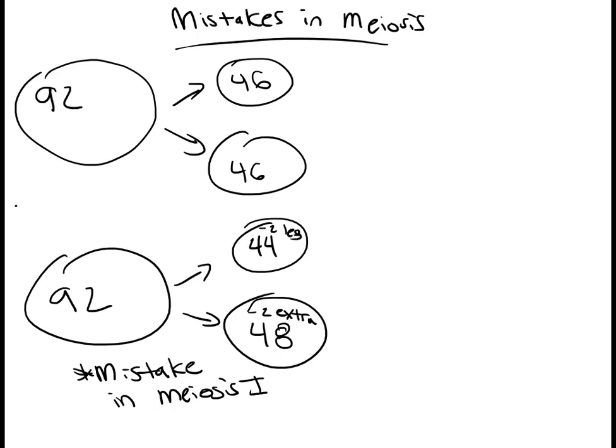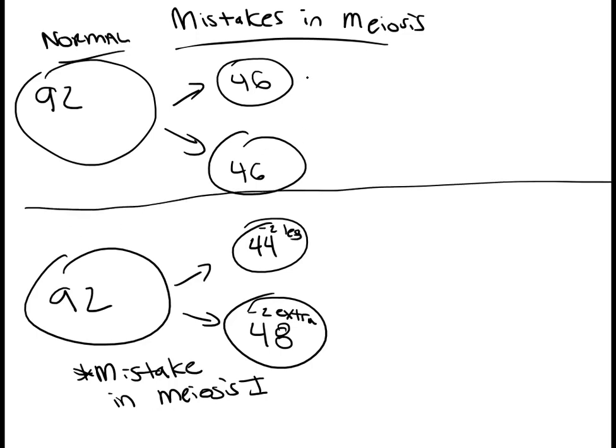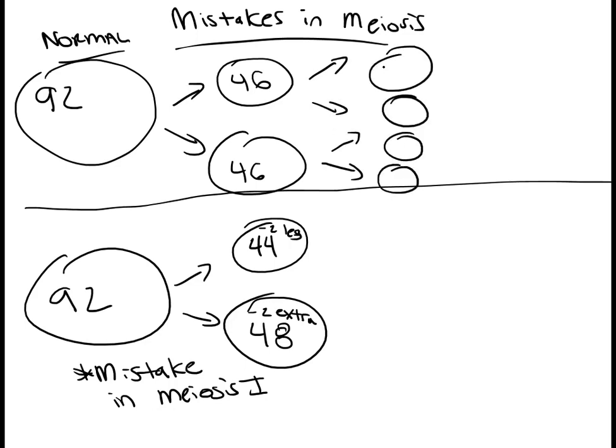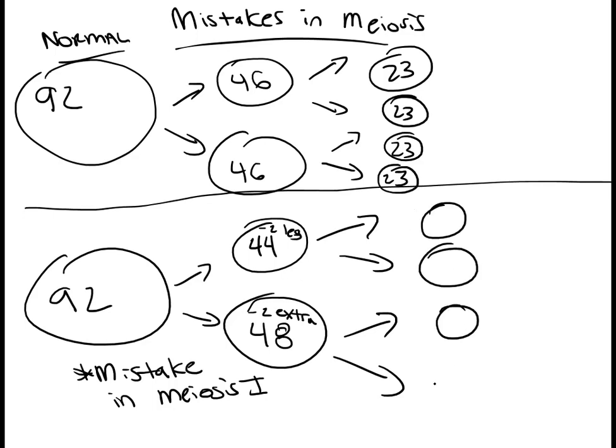Now normally, in our normal situation, these 2 would split further and each new sperm or egg cell would have 23 chromosomes, which is what you need to produce a normal diploid cell. But what would happen in this case down here is there'd be an abnormal number in the end. 44 divided by 2 is 22. So these 2 cells would only have 22 chromosomes instead of 23. On the other hand, 48 divided by 2 is 24. So these 2 cells would have 24 chromosomes.